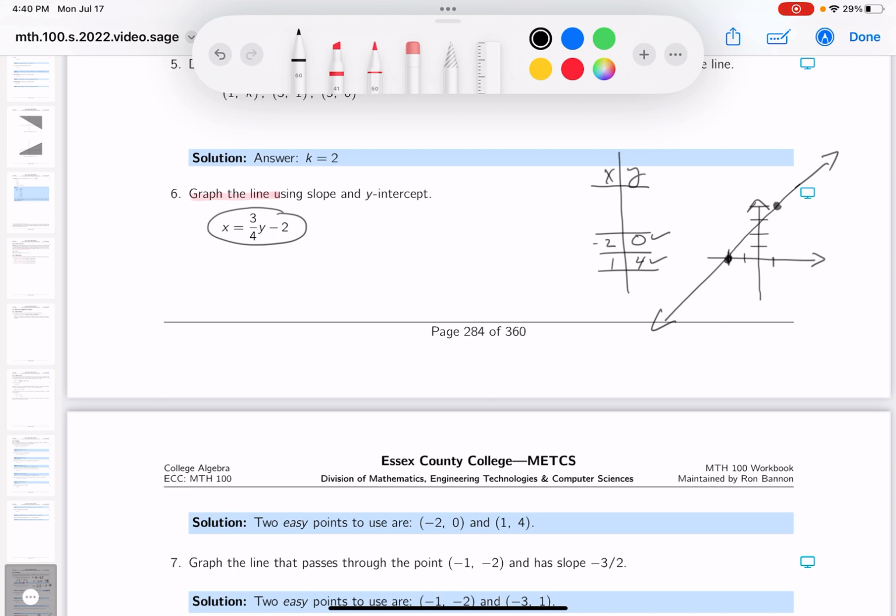So I want to do it in the way they're asking me to do it, which is using the slope and the y-intercept. And the way I'm going to do that is multiply both sides by 4. I get 4x equals 3y minus 8. And then I'm going to add 8 to both sides. I get 4x, let's see, minus, boy, what do you get there? That's plus, isn't it? Not minus. Plus 8 equals 3y. And I'm going to say y equals, what do you get there? You get 4/3 of an x plus 8/3.